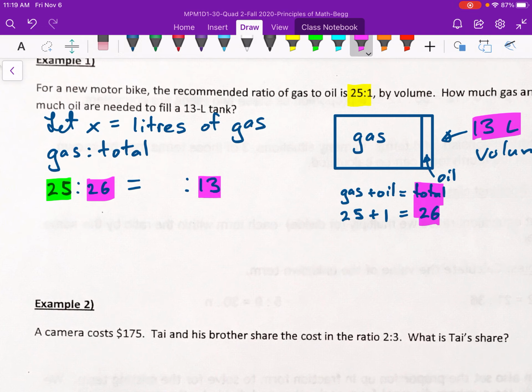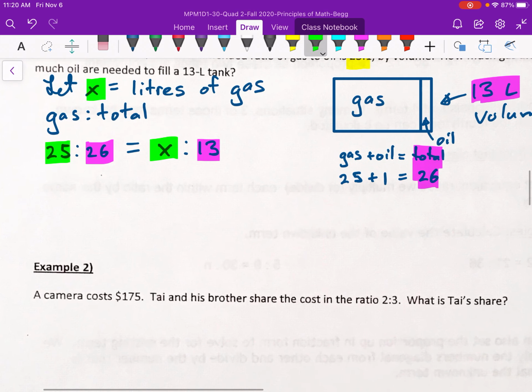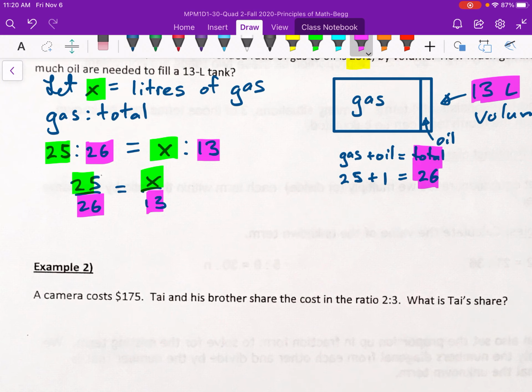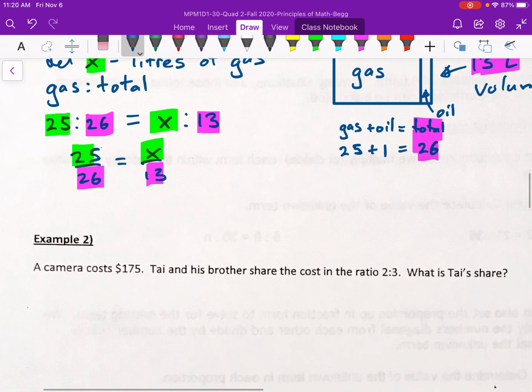And I already said that I was going to let X be the liters of gas. So I'm going to put X here. So now I can find out how much gas there is in the tank. I could set up a fraction. I could go 25 over 26 is equal to X over 13. Again, the parts are matching up. Colors are just meant to help us see what's going on.